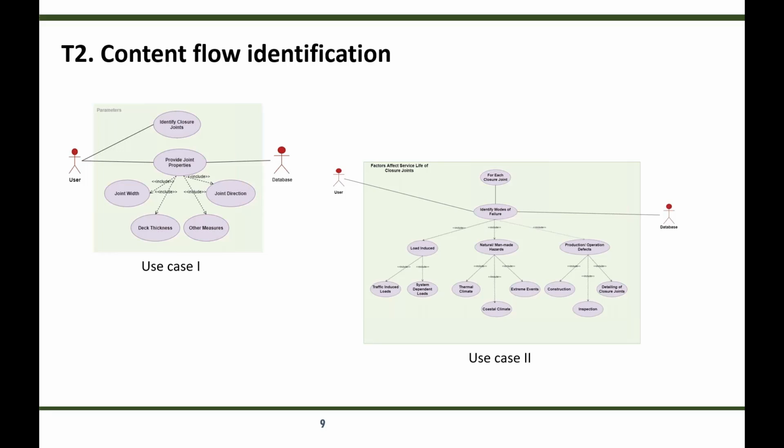Here you can see 2 use case diagrams. The user is a primary actor who initiates the system. And the project database is a secondary actor, which provides the necessary details to process the request.